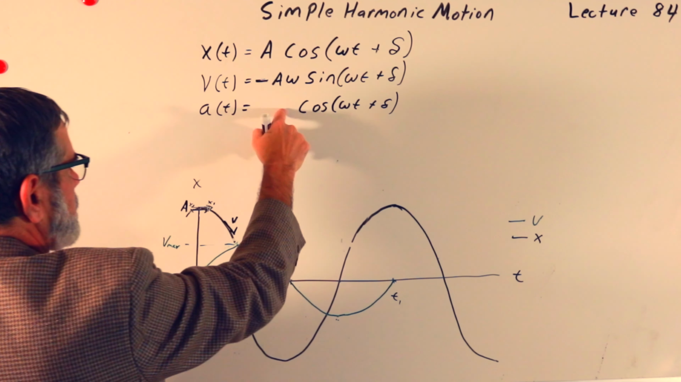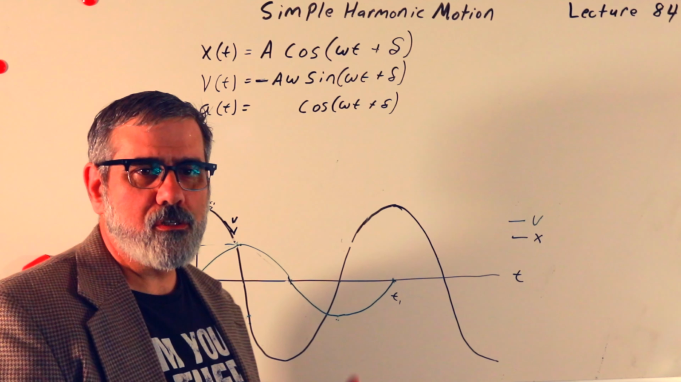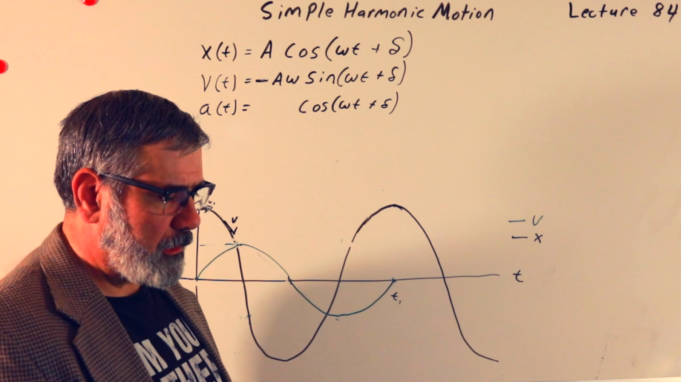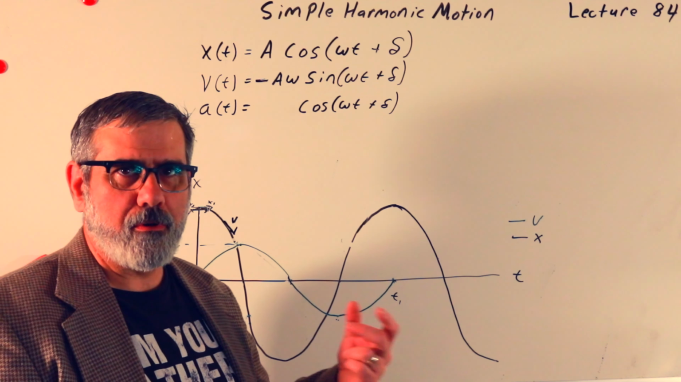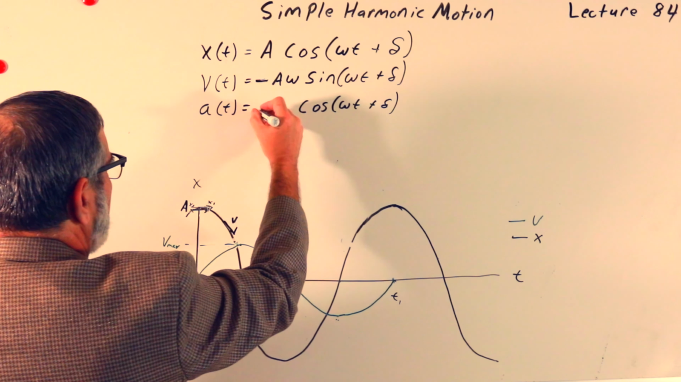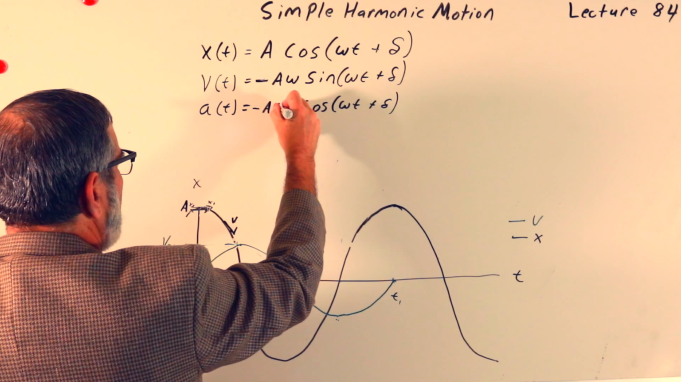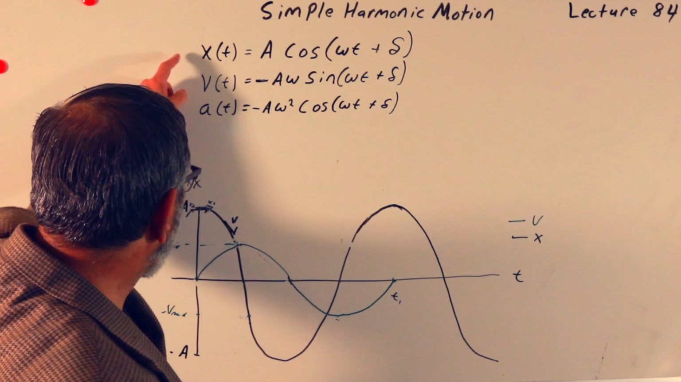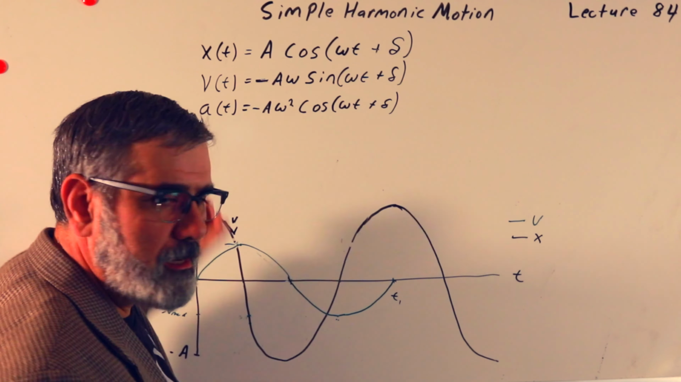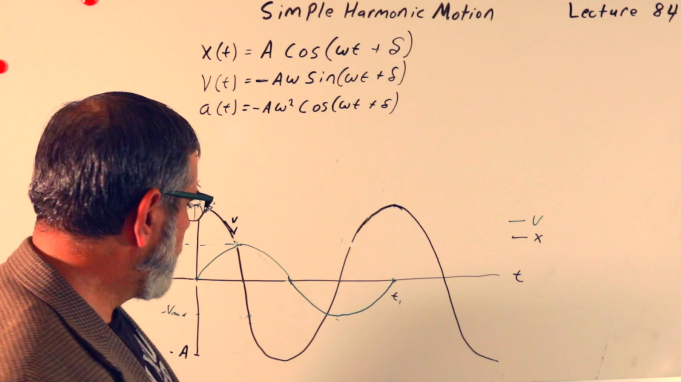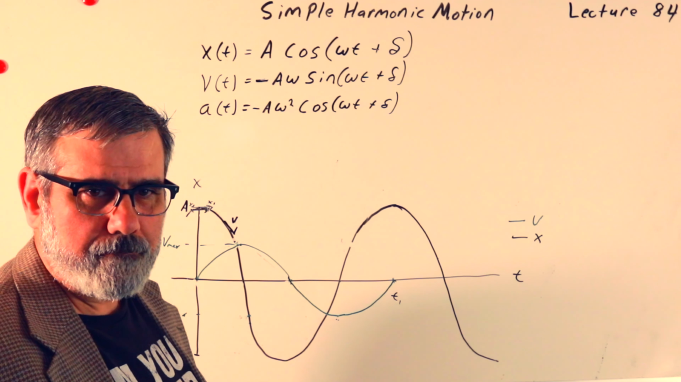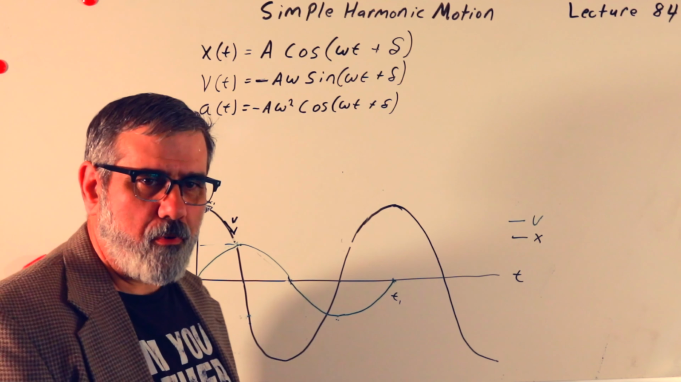Now what about the terms in front of it? Well, now we need something that looks like distance per time squared. So we need another factor of omega in here. So this would be minus A omega squared times cosine. Okay? So these are the equations to describe the acceleration as a function of time, the velocity as a function of time, and the position as a function of time. Okay? All right.